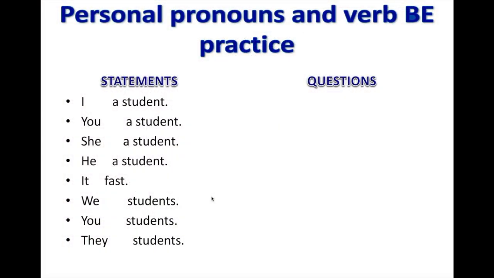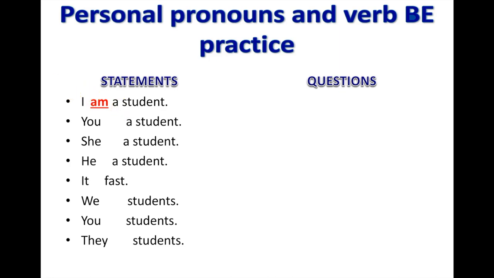Hey, it's time for us to practice the verb be. Bueno, es hora que practiquemos el verbo be. Bueno, la primera oración que tenemos aquí es I, blank, a student. What do you think that we should put here? ¿Qué ustedes creen que deberíamos poner aquí? I'm going to give you a few seconds for you to answer this question. Okay? And the answer is am. Very good. I am a student. Very good.